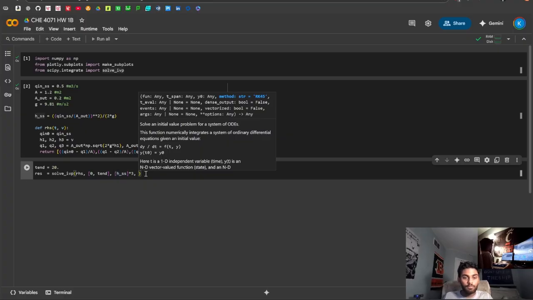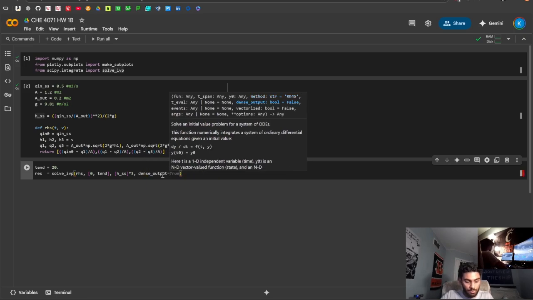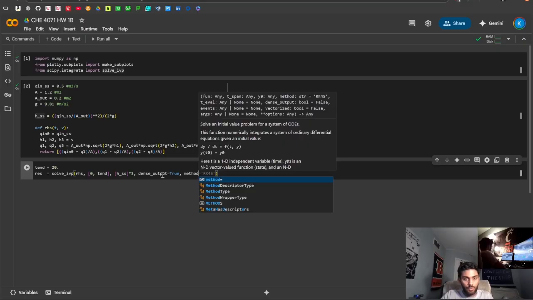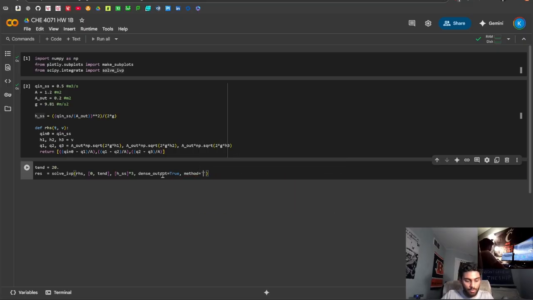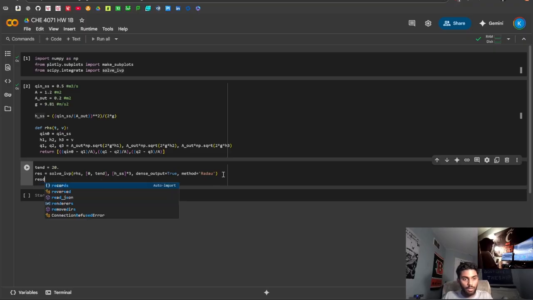Now, a couple other things that we want to do. We'll switch the dense output of this to true, because we don't want a lot of information. We just want what we need, which is our differential solution. And we'll set our method as well, and we'll set this to the Radau method. Okay, it seems to have gone smoothly, so let's see what our result output is.